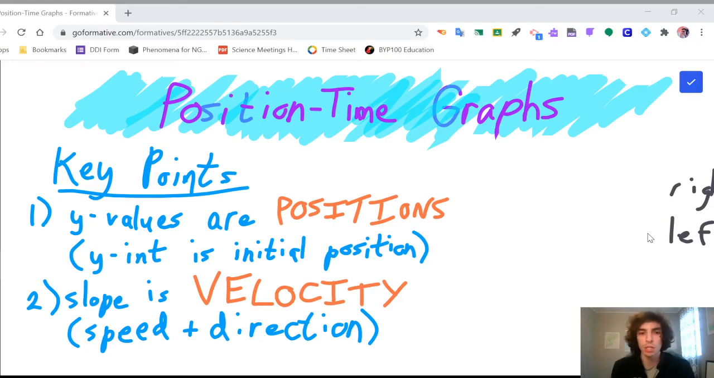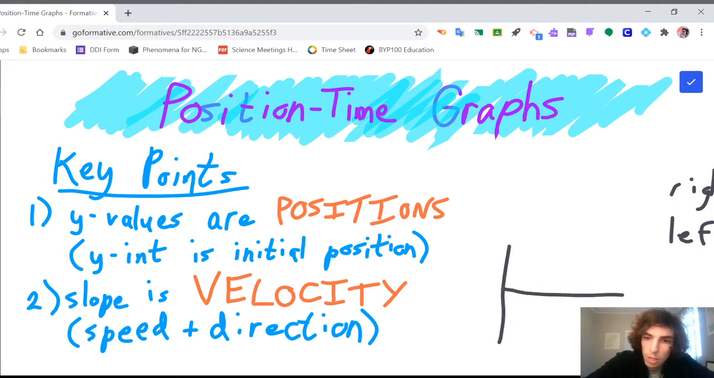Okay, so position time graphs. They're a really important tool for us in physics. They can communicate a lot of information in a pretty concise way. And the setup of these position time graphs always pretty much looks the same.